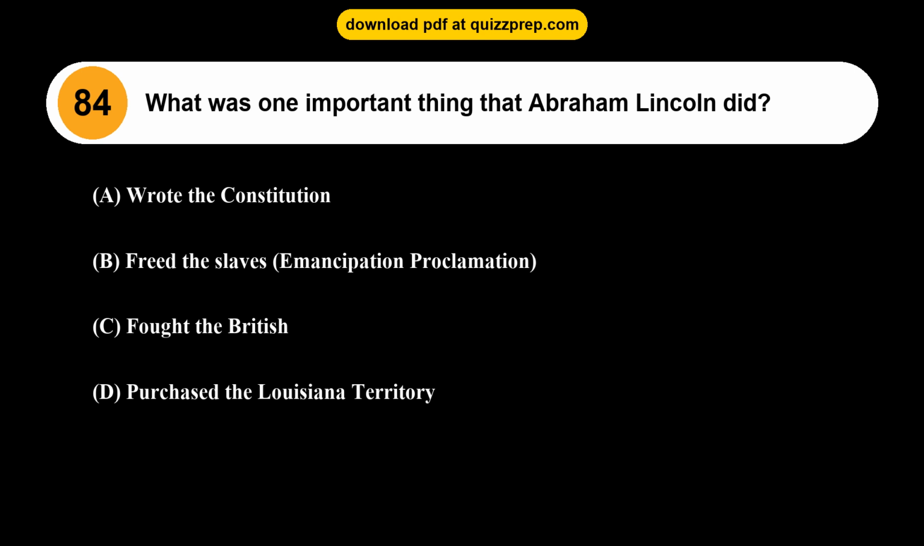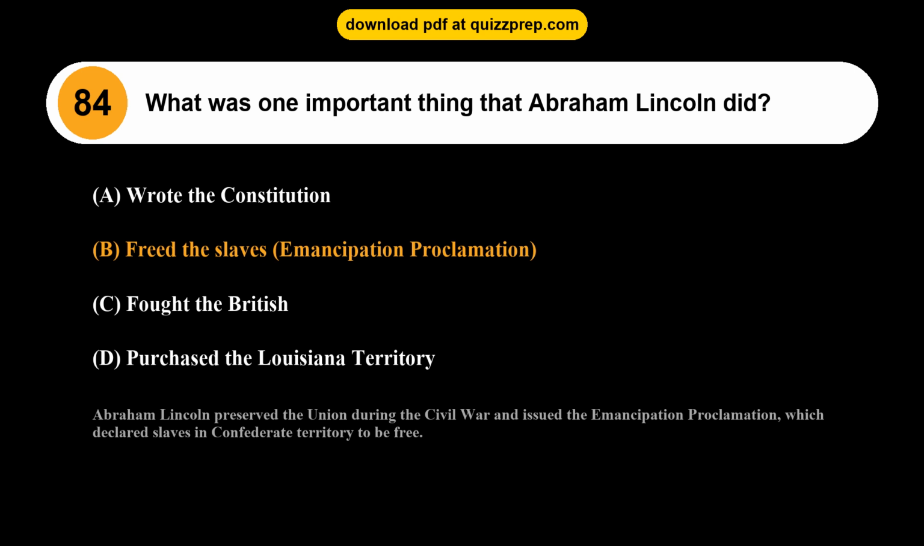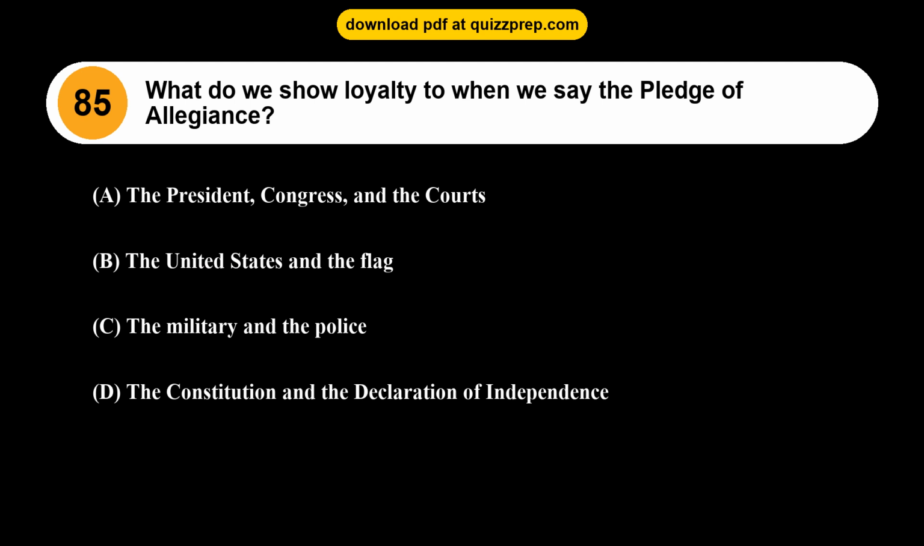Question 84. What was one important thing that Abraham Lincoln did? Option A, wrote the Constitution. Option B, freed the slaves, Emancipation Proclamation. Option C, fought the British. Option D, purchased the Louisiana Territory. The correct answer is option B, freed the slaves, Emancipation Proclamation. Abraham Lincoln preserved the Union during the Civil War and issued the Emancipation Proclamation, which declared slaves in Confederate territory to be free.